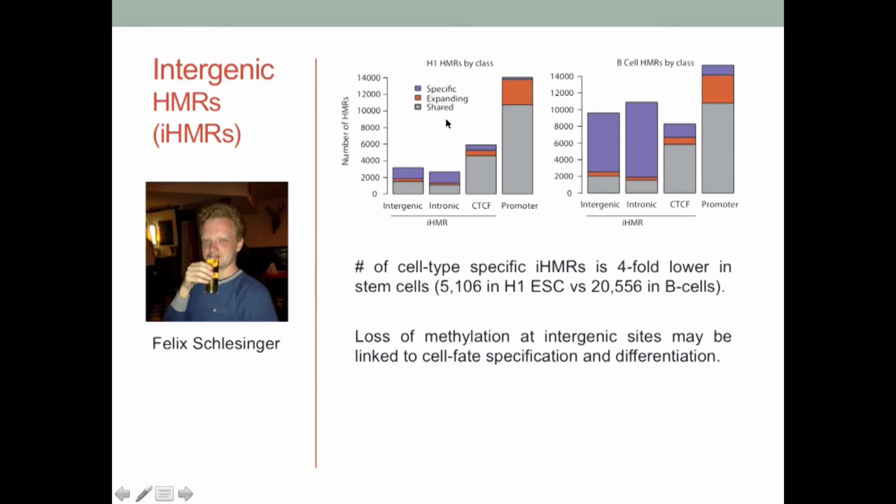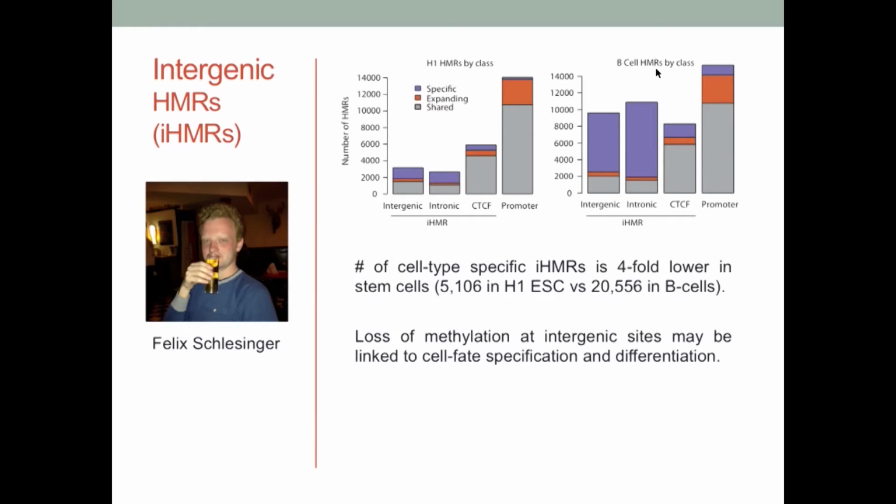Either cell type specific, meaning these are the HMRs that are only found in that cell type, or expanding, which means, as I described earlier, they're shared, but in one cell type they expand and not the other. So they have a sort of shared core region, and then in one cell type they get expanded. And you can see that the expanding category really is very unique to the promoter category of HMRs. So there's a lot of shared, very few extremely specific promoter HMRs, but a lot of ones that get expanded in one cell type versus the other.